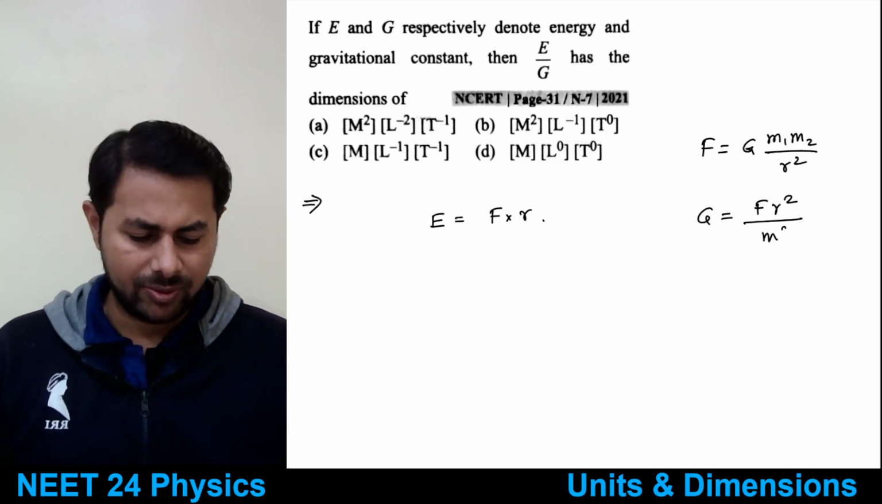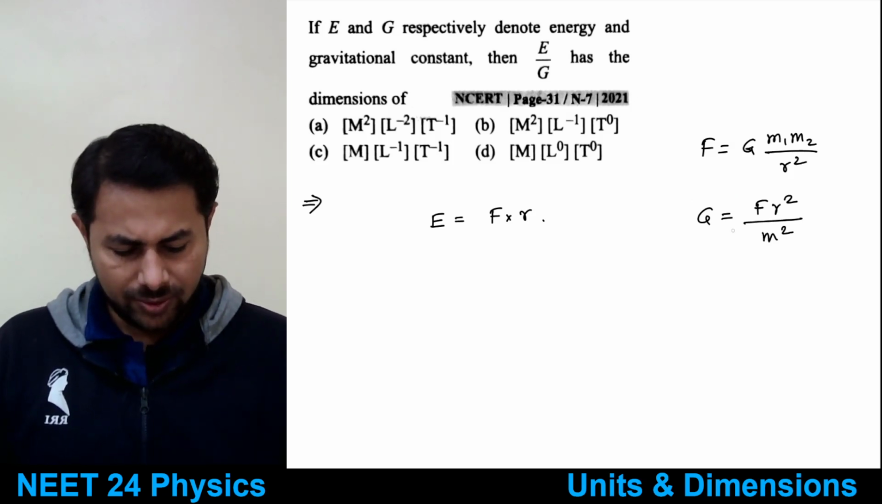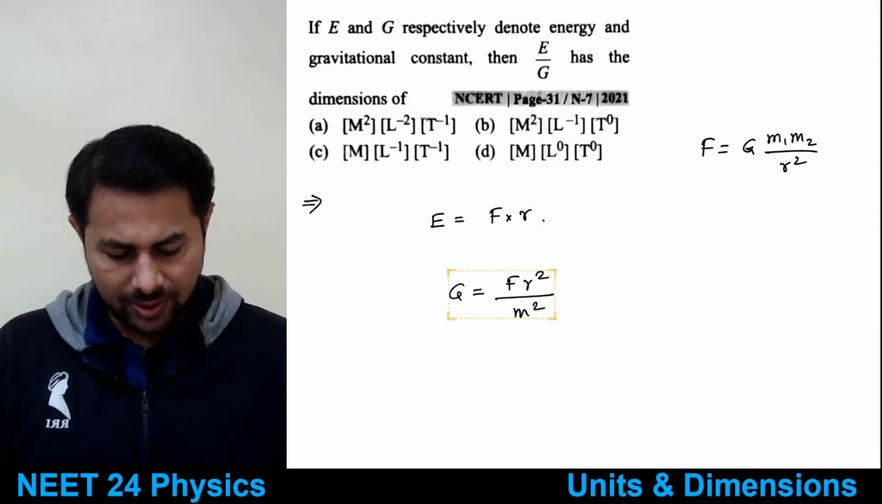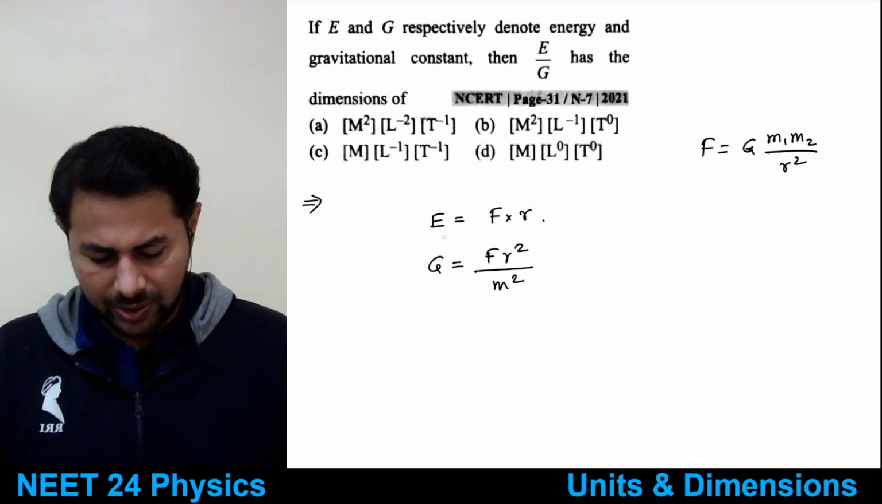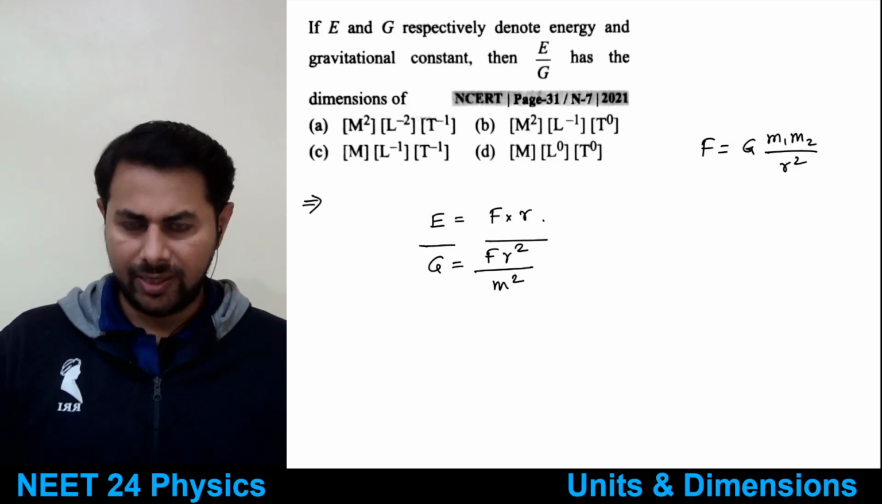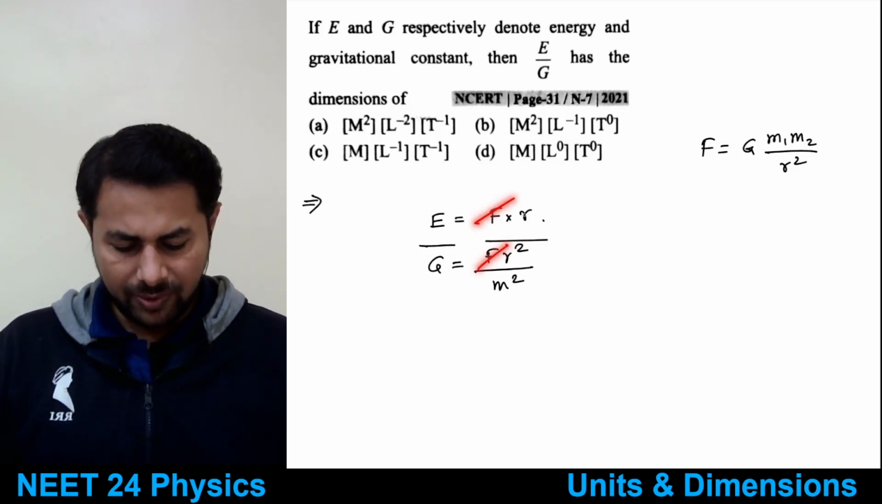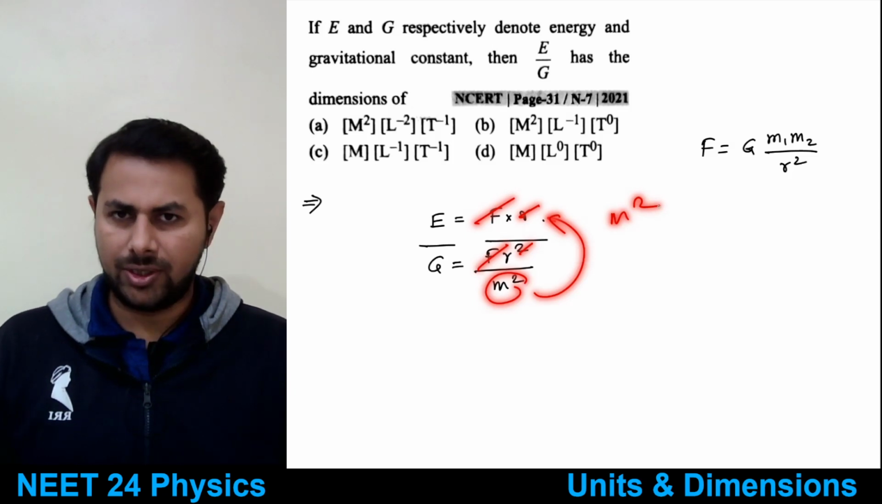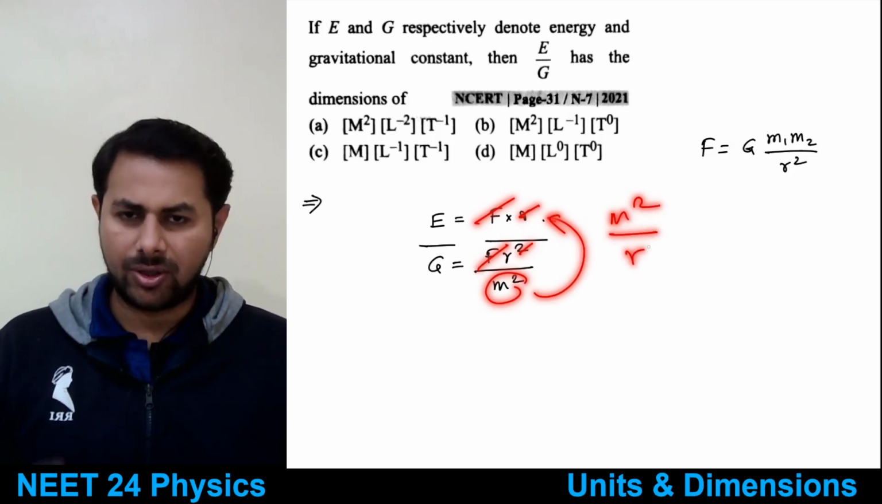So what is m1 m2? You can say m square. So you just divide this by this. So what do we get? We want E by G, no? So F r, and the r square gets cancelled. This m square goes to the numerator. That means it is m to the power 2 in the numerator, and in the denominator you have r.